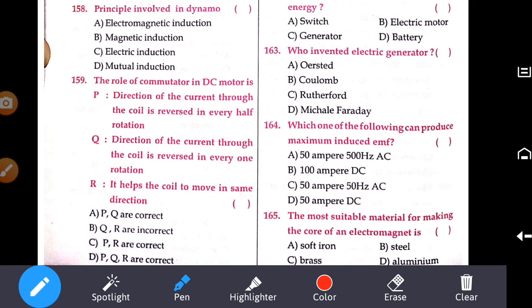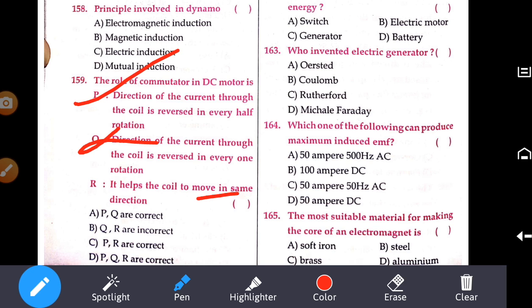Now, the role of commutator in the DC motor, they have asked. The direction of the current through the coil reverses for every half of its rotation. That is correct. P is correct. Let's see the second option, Q. Direction of the current through the coil is reversed for every one revolution or one rotation. That is wrong. Every half of the rotation it changes. So Q is wrong. P is correct.